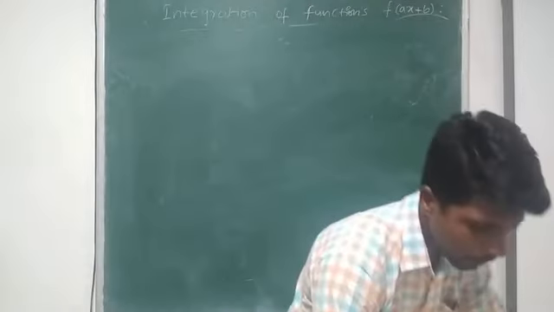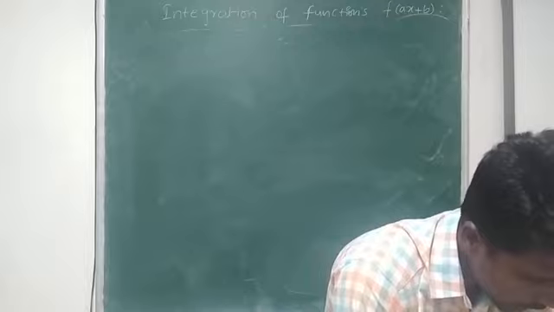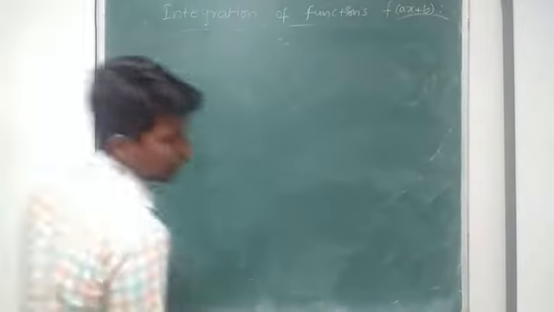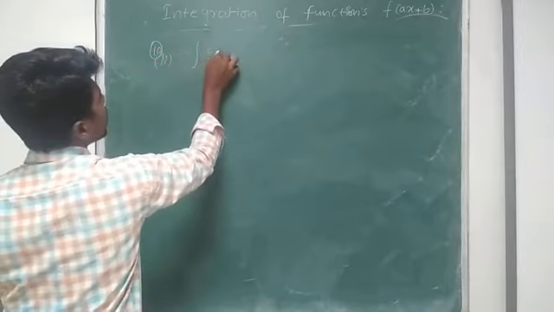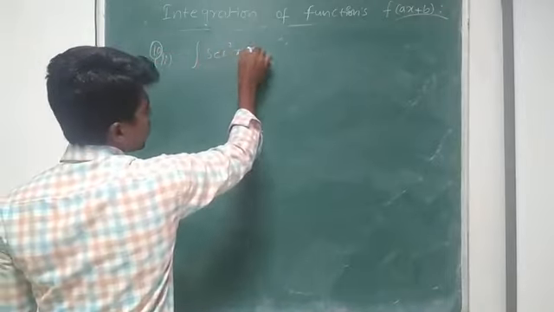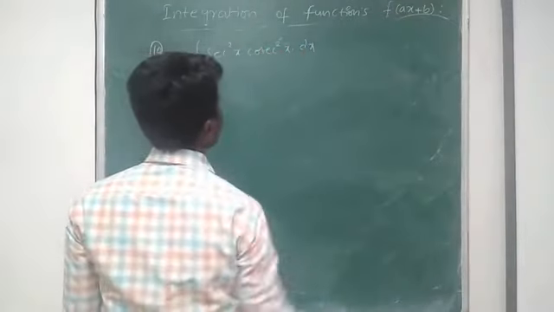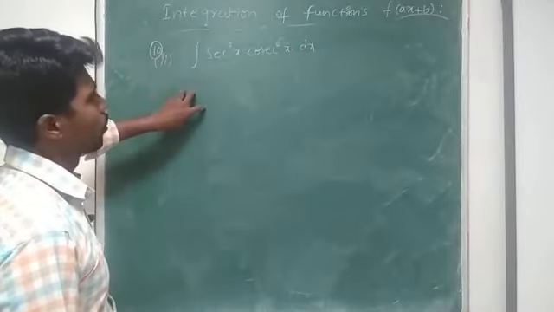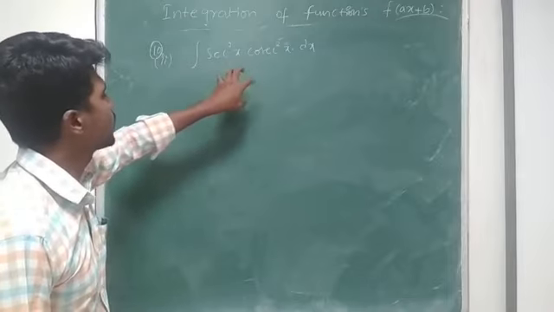After this, integral secant square x into cosecant square x dx. So we have a standard formula for secant square x alone and cosecant square x alone, but it is the product form. So how can I simplify?